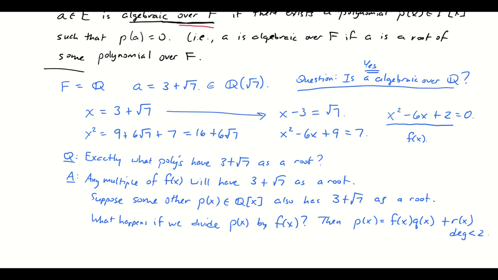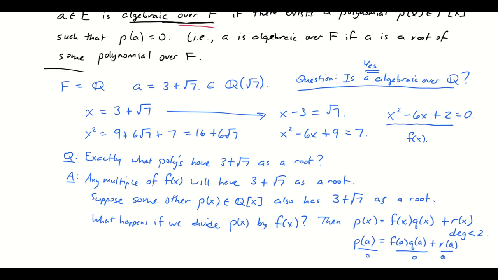But then, wait a minute, we said that p of a is equal to 0, where a is 3 plus root 7. And then f of a times q of a also is 0 because a is a root of f. So then that leaves r of a. And if r of x has degree less than 2 and r of a is 0, it has to be 0 because this is 0 and this is 0, so this also has to be 0, then that means a is a root of r.